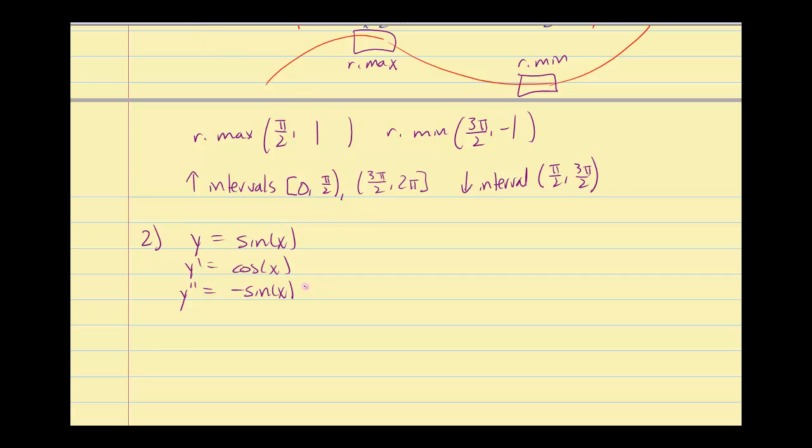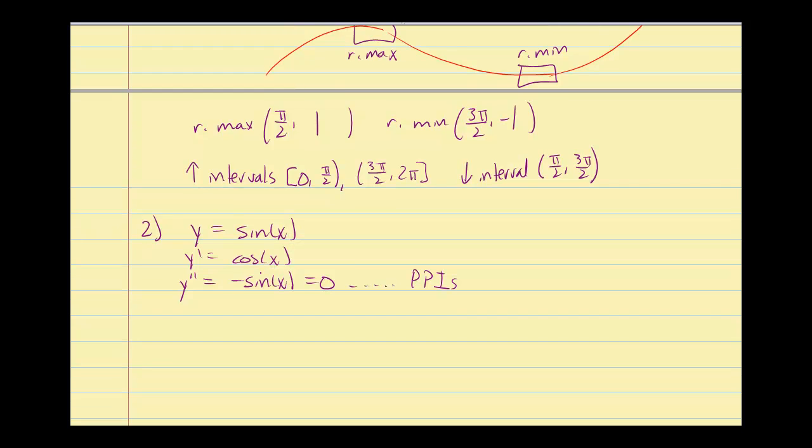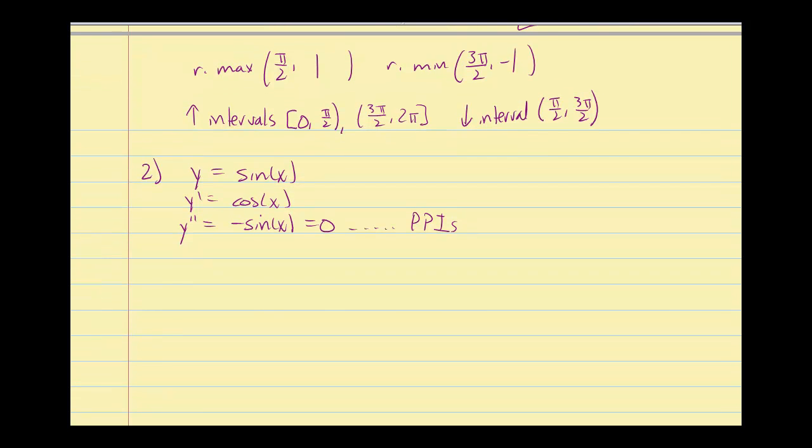Now I set this equal to 0, and this will give me possible points of inflection. Possible points of inflection can occur when the second derivative is equal to 0 or when the second derivative is undefined. Either one of those cases. I don't have a denominator here, so I don't really need to worry about that. So possible points of inflection in this particular case would be x equals, multiply both sides through by negative 1. Where does the sine of x equal 0?